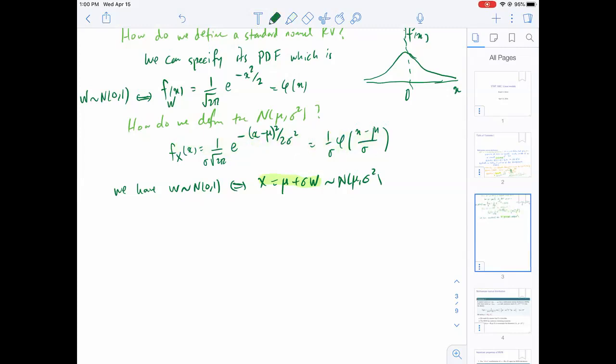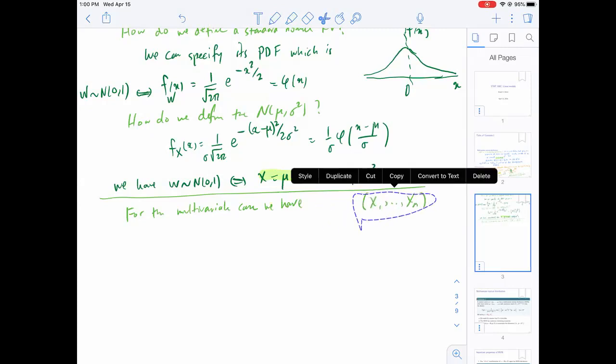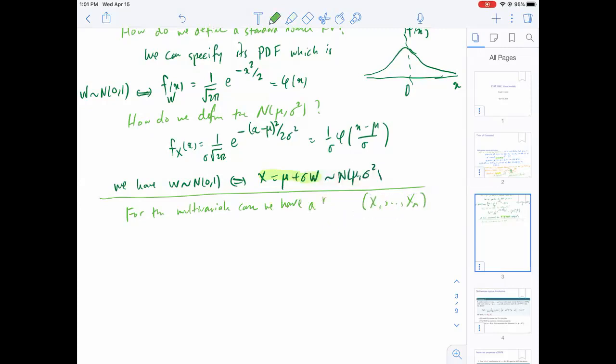So now the multivariate case. For the multivariate case, we'll do the same. We have x1 up to xn. This is a vector. Say we have a random vector x equal to this.